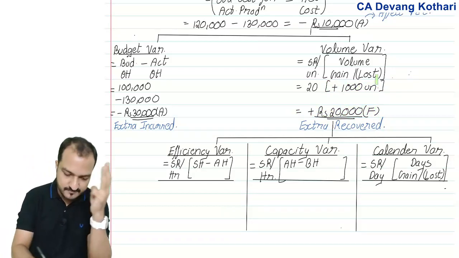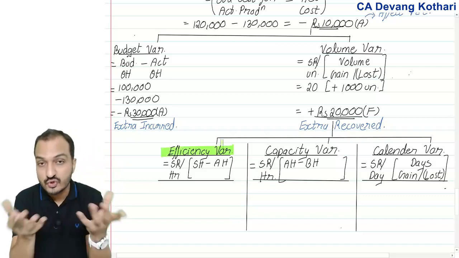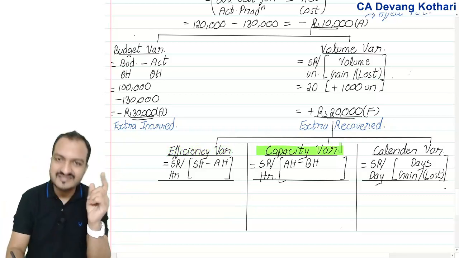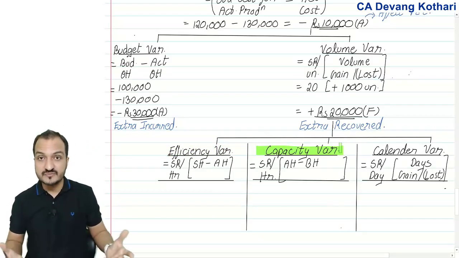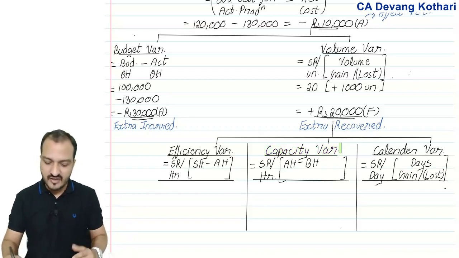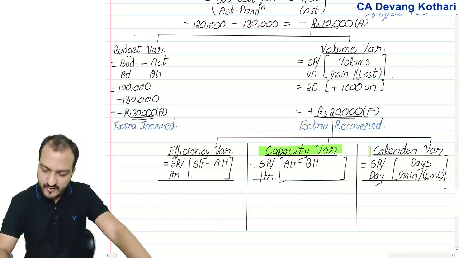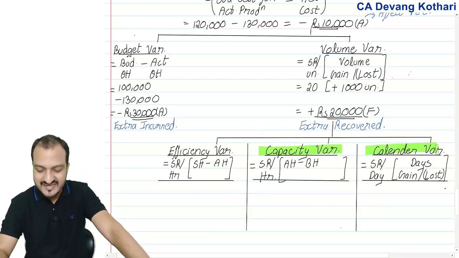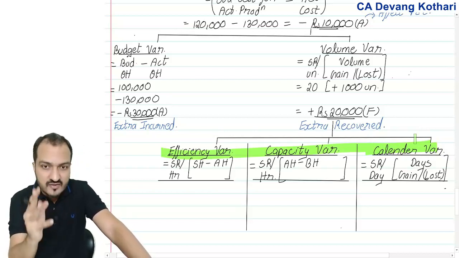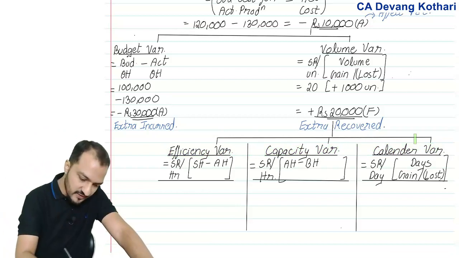Well, the reason for extra production could be three things. Either because your workers have become more efficient, so they produce extra units, or because your workers worked overtime, that is, extra time. Or you got extra units because you worked for extra days. So there could be three reasons why you got extra units. These three reasons are what we will learn now.